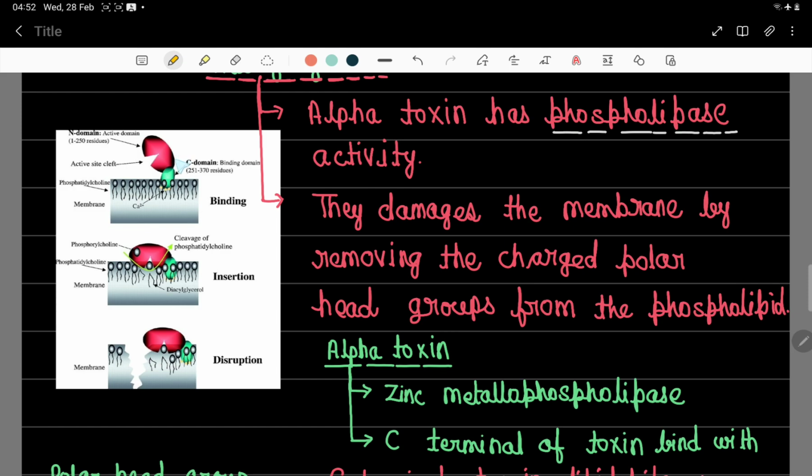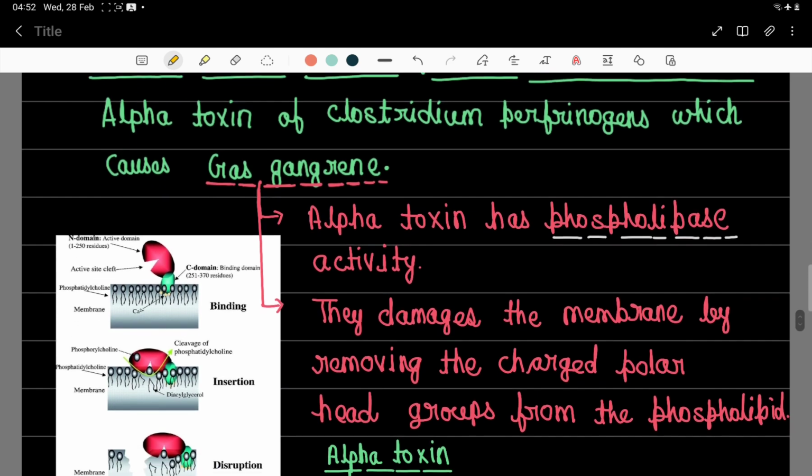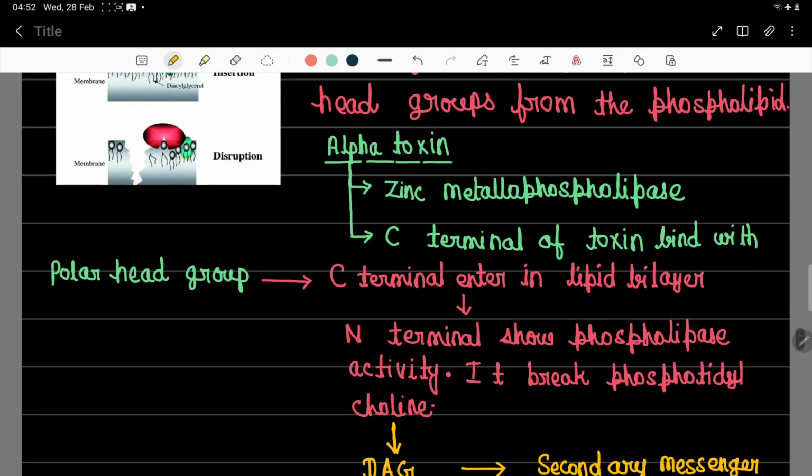So what they do is bind with the cell membrane, and after binding they damage the polar head of the phospholipids. Actually, the Clostridium perfringens alpha toxin is a zinc metallophospholipase. It works exclusively in the presence of zinc, and from the C terminal it binds with the polar head of the cell membrane, and after that the N terminal has phospholipase activity.